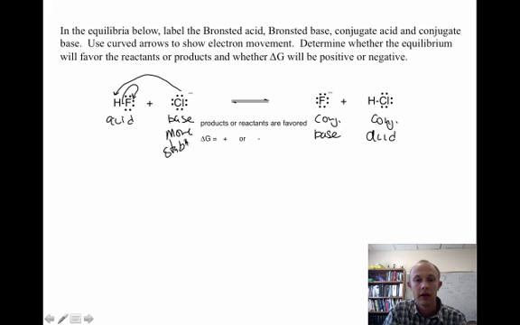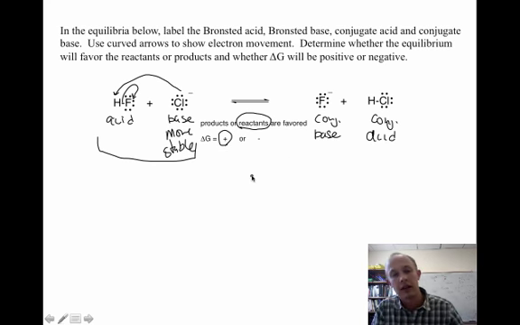stable because it's bigger than F minus, and the equilibrium is always going to favor the side which is more stable. This is a weaker acid, this is a weaker base. The weak acid and the weak base are going to be favored, so reactants are favored here. If reactants are favored, delta G is positive, meaning the reaction is not spontaneous as drawn.